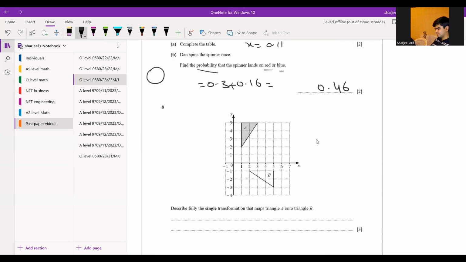For question number 8, we have to describe fully the transformation that maps A onto B. So it's a rotation because the shape is moving downward. It's a 90-degree rotation clockwise. The second part is we have to find the center of rotation. So the point where it makes the 90 degrees.